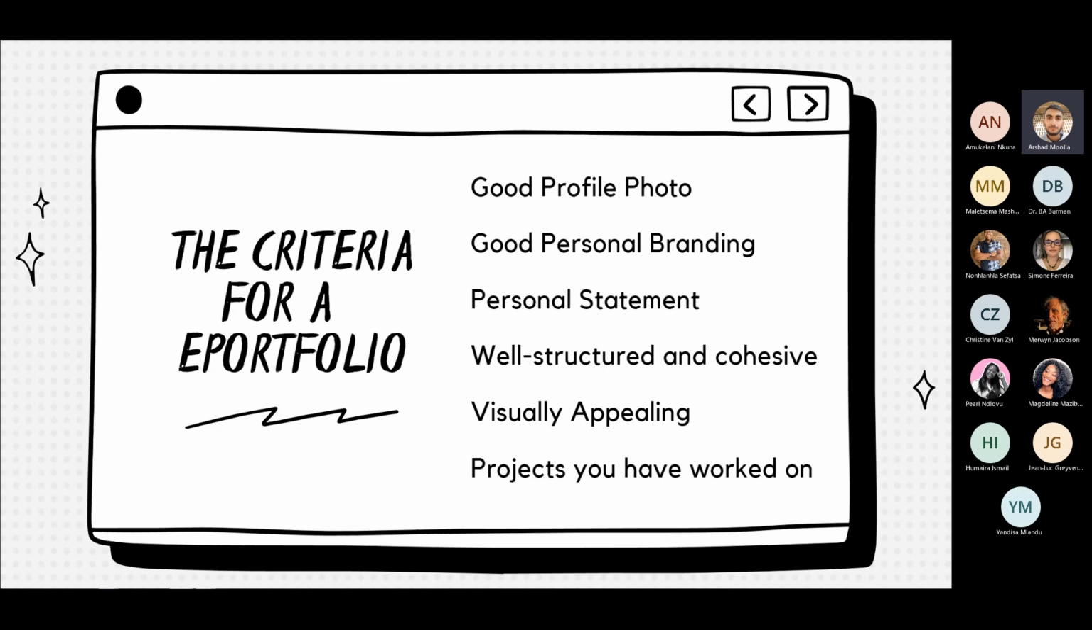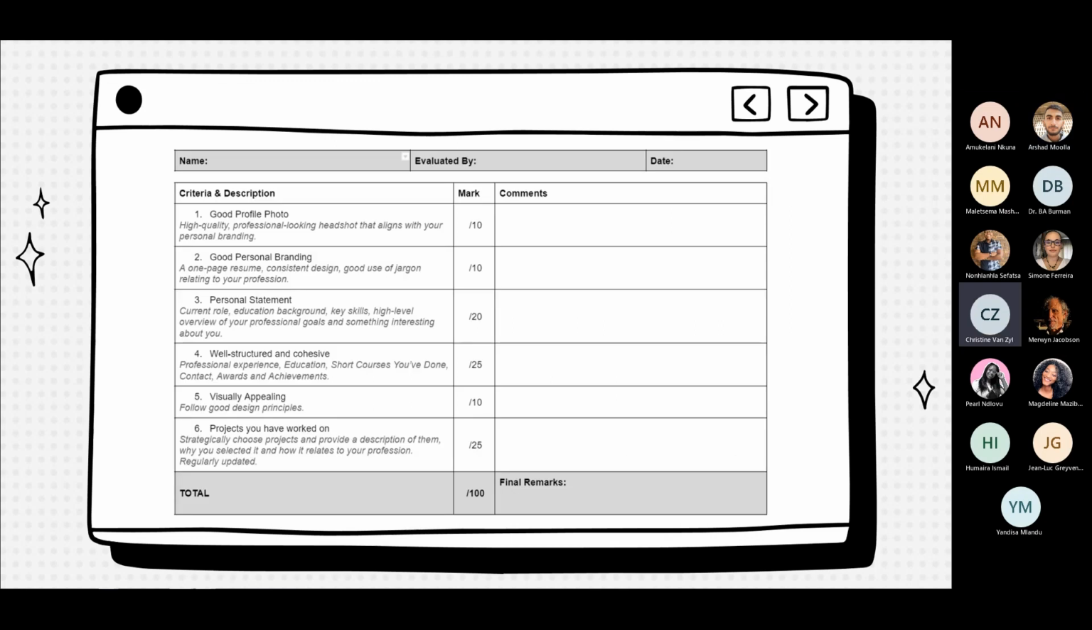The first is, you can move to the next slide. The first is having a good profile photo and good personal branding, having a personal statement, whether it is well structured and cohesive, if it's visually appealing, and if you've added the projects that you have worked on. So we'll be going a bit in depth into each one of them. Christine would be looking at the first 2, so I'll hand over to her.